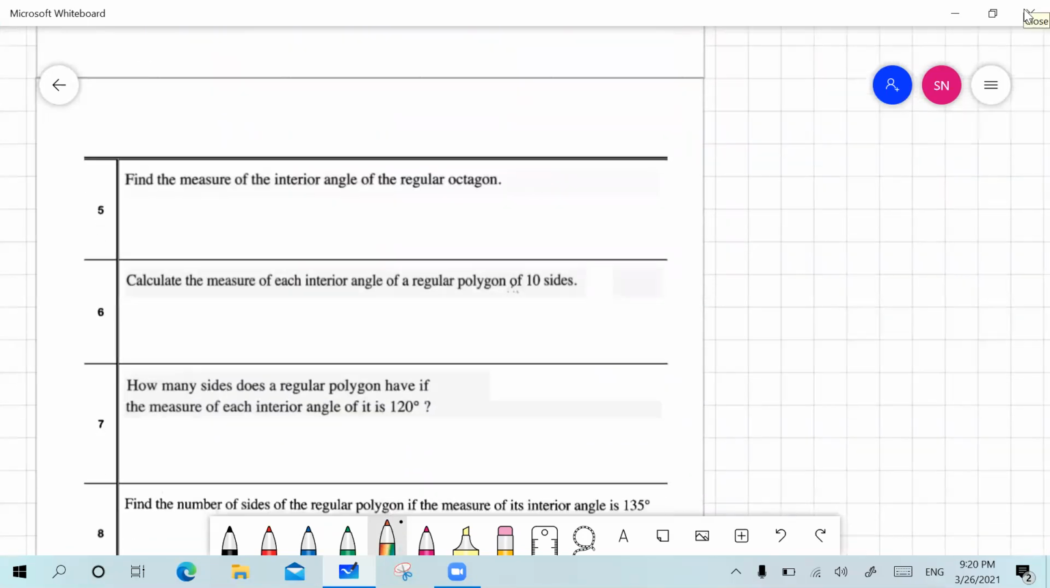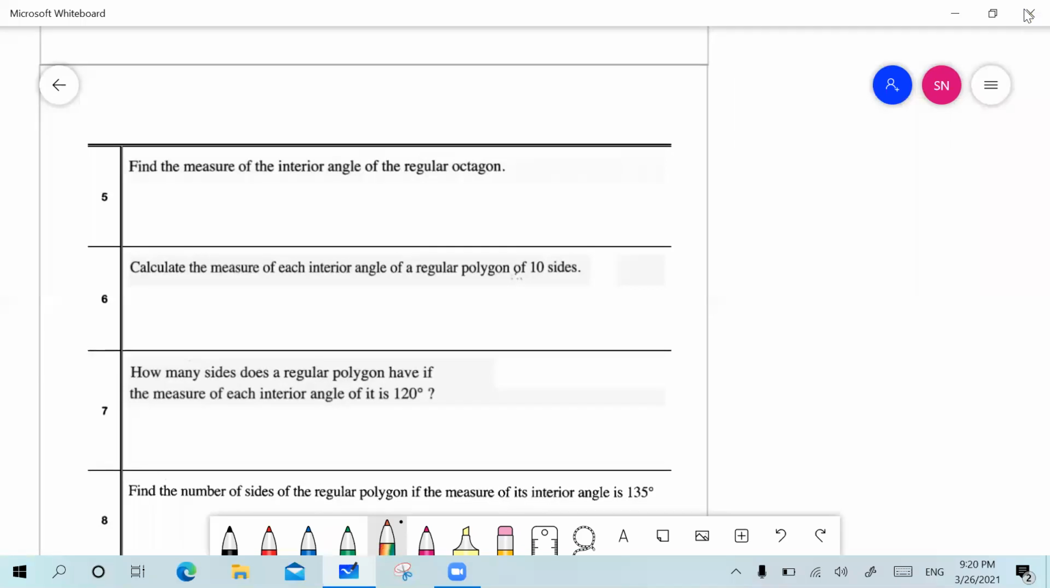Let's go now to question number 6. Find the measure of the interior angle of a regular octagon. So I want to find the measure of an interior angle of a regular octagon.